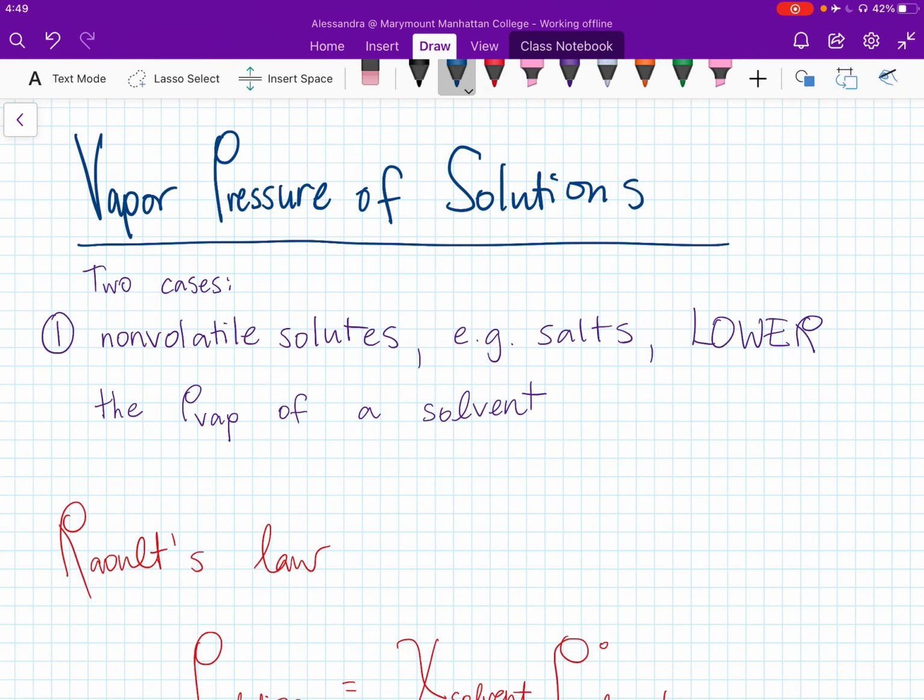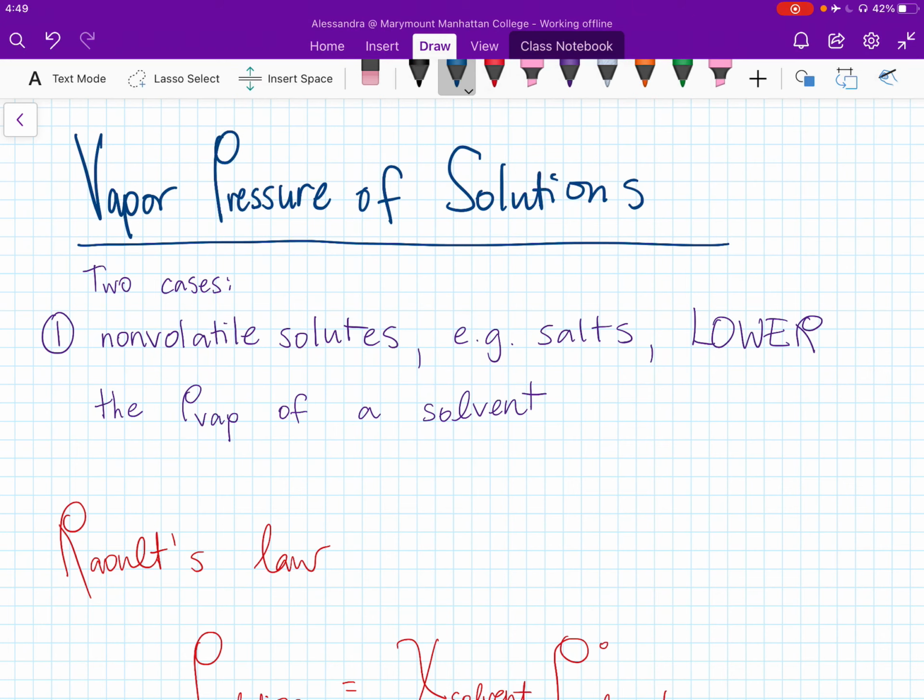All right, so now let's discuss the vapor pressure of solutions. There are two different cases, and in this lecture, I'm going to talk about the first case, the case when we have non-volatile solutes. These are solutes that are not apt to go into the gas phase. They are likely to stay dissolved in the solvent.